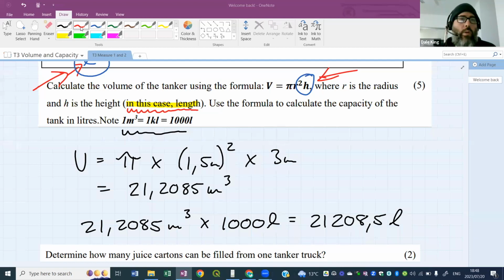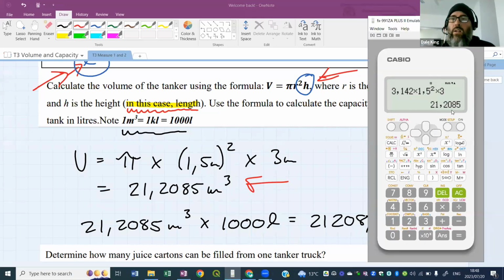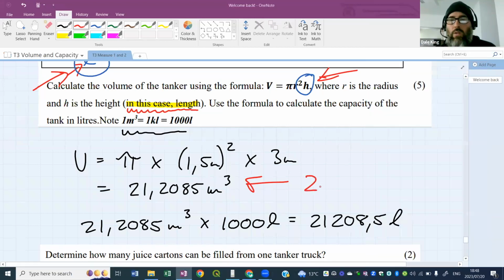Now, a point I want to make, and often this happens: if you did this on the calculator and got this answer, how many of you tried to round that off to 21,21? How many of you did this?